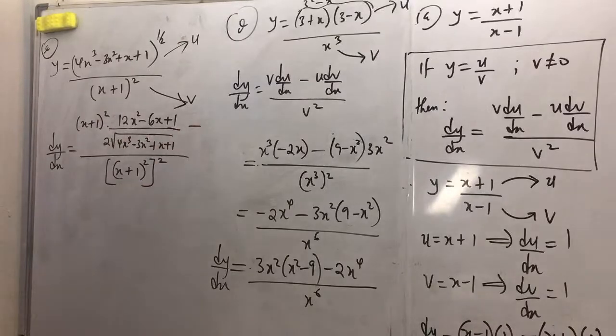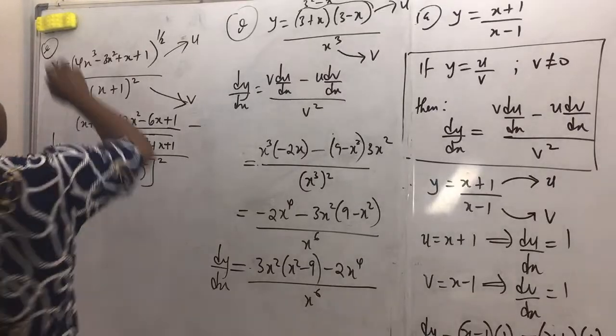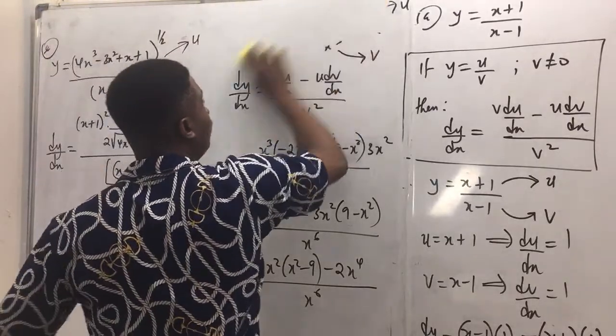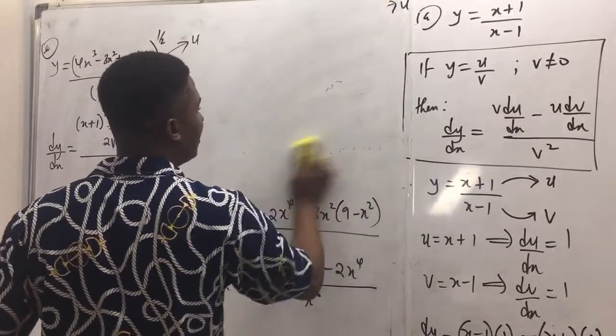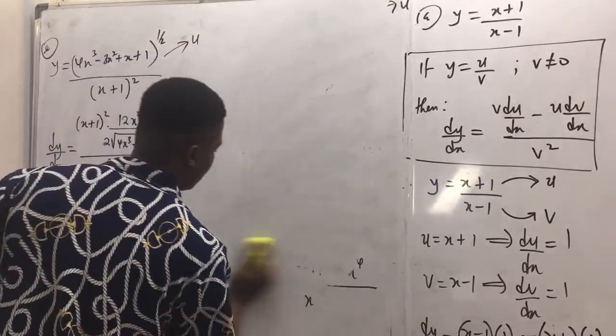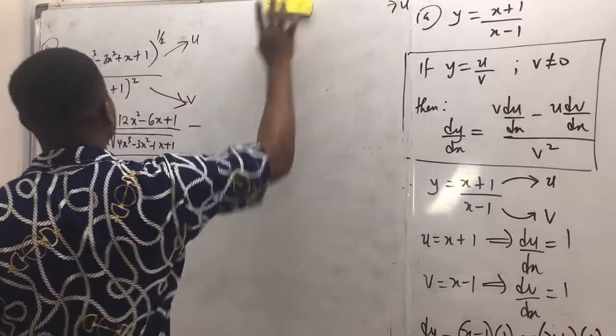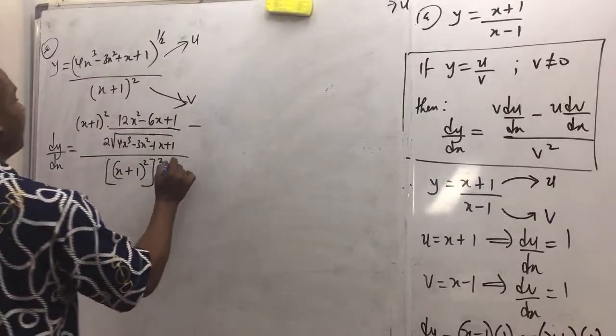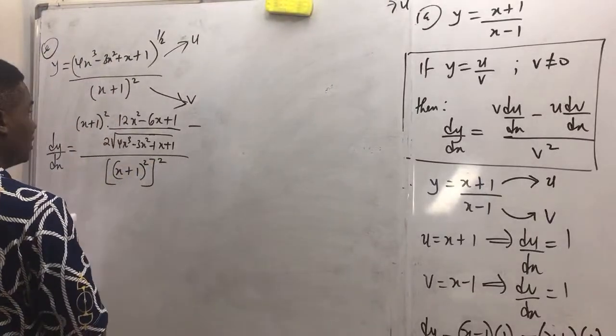Now come over to u dv dx. U dv dx would mean having the following. For u dv dx, we are going to have this.